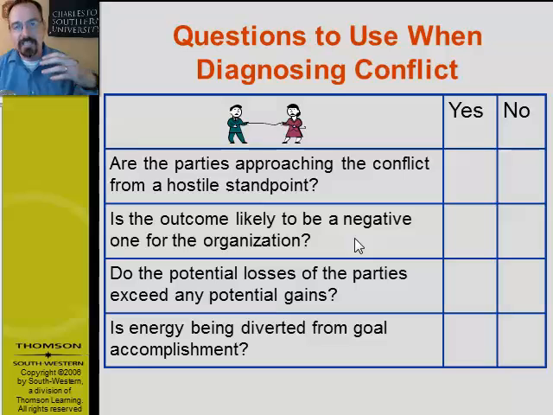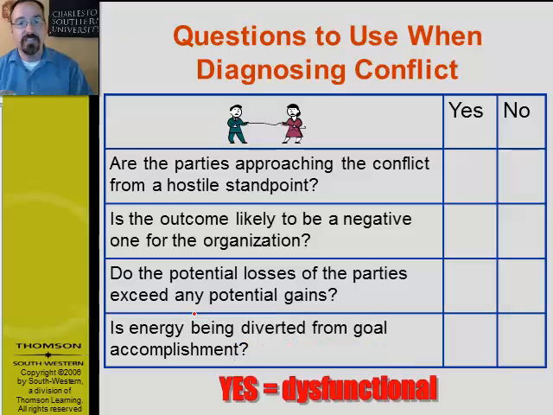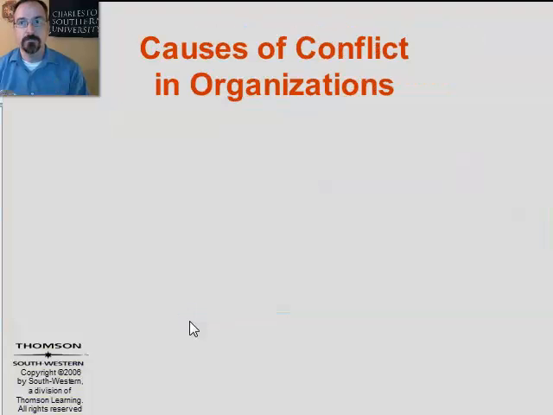Okay, so diagnostic questions. Are the parties approaching the conflict from a hostile standpoint? That's question 1. 2, is the outcome likely to be a negative for the organization? That's question 3. Do potential losses of parties exceed any potential gains? And is energy being diverted from goal accomplishment? Now, if you can answer yes to any of these questions, your conflict is dysfunctional. Try to solve it as quickly as possible.